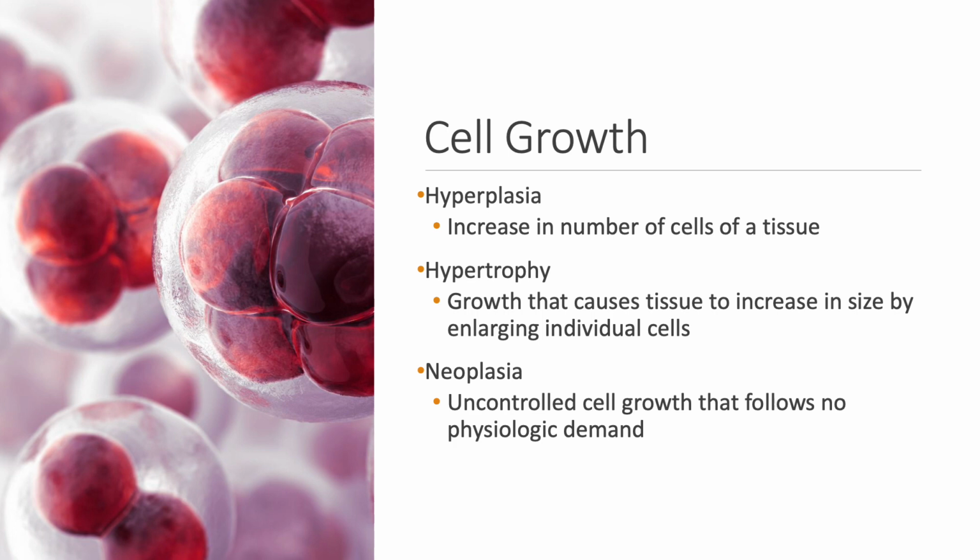So we just learned that a common factor in cancer is that the cells don't know when to stop dividing. But that also can occur in benign conditions. Some of those are cases of hyperplasia, which means there's an increase in the number of cells of a tissue, most often associated with rapid growth. Hypertrophy is the term we use for growth that causes tissue to increase in size by enlarging the individual cells. And neoplasia is uncontrolled cell growth that follows no physiologic demand. So there's new or continued cell growth, even if it's not needed for development or normal function.